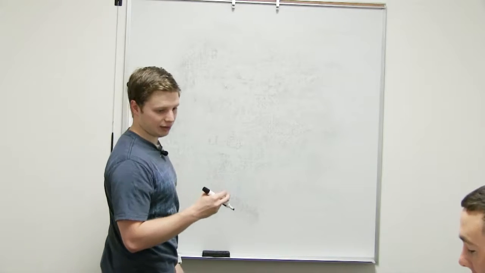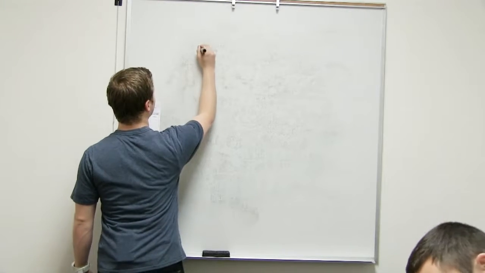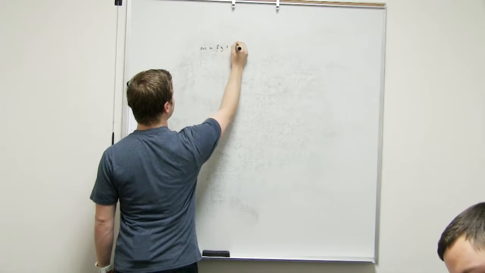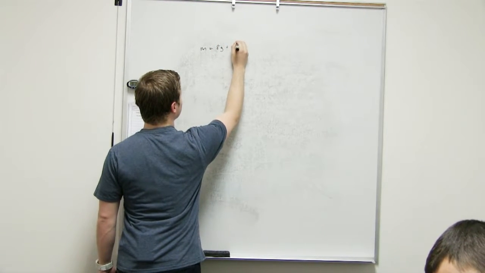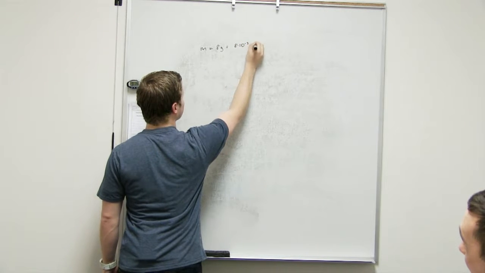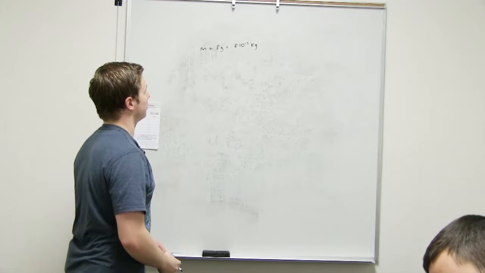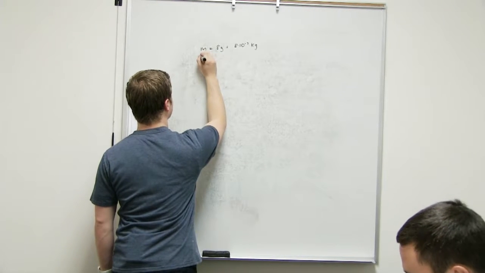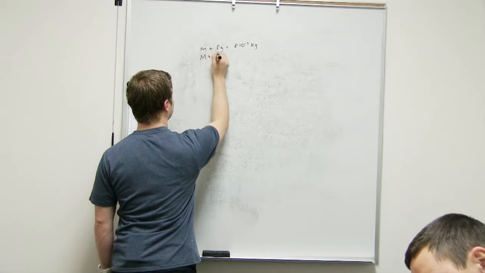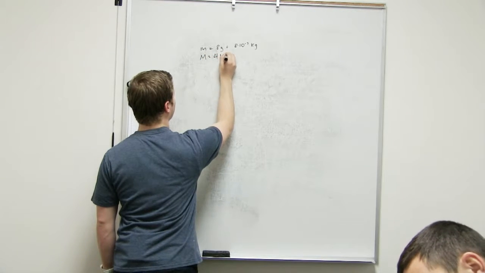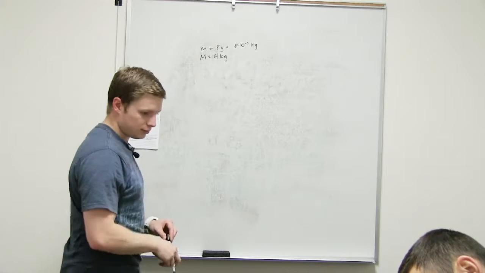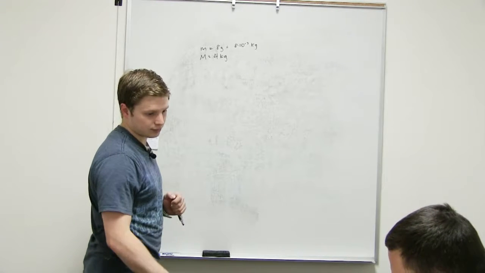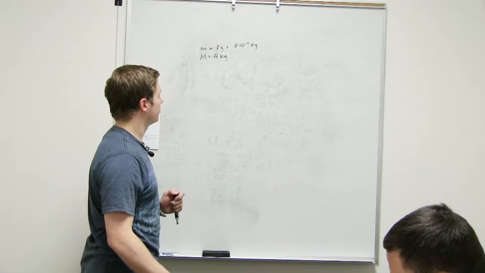Okay, so let's see. What do we have? So we have an 8-gram bullet. I'm going to use just a little m for the bullet, so 8 grams, right? So that's going to be 0.008. Okay, then we have the mass of the block, right? Mass of the block is 4 kilograms, sorry. Okay, 4 kilograms.